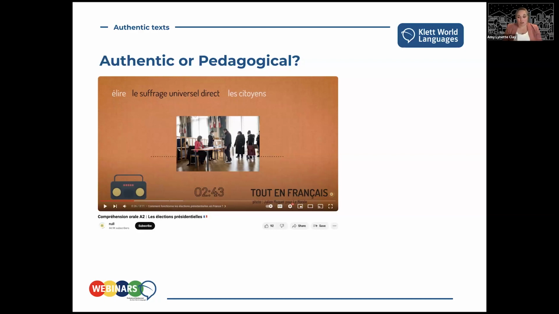It's rich in cultural information. So don't throw it out. It's great, but it is a pedagogical text. And so you're going to approach it differently than how you approach an authentic text that is created in a cultural and historical context where we can analyze it for information about whether or not it's meeting its target audience, things like that. So let's do one more.